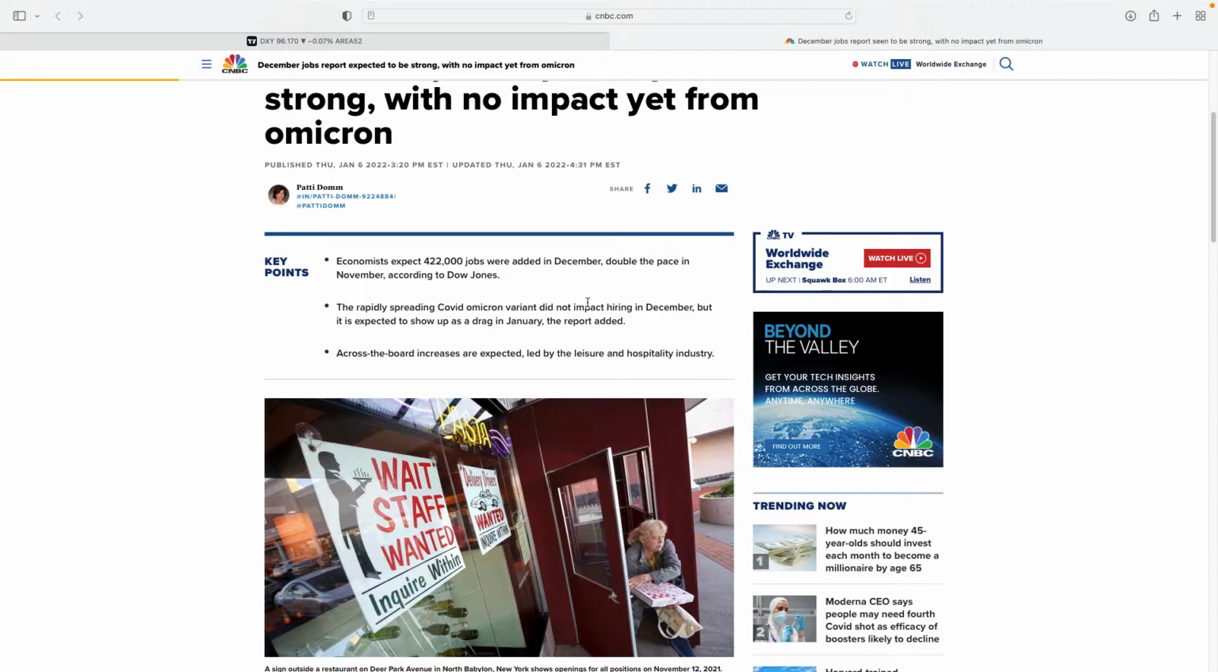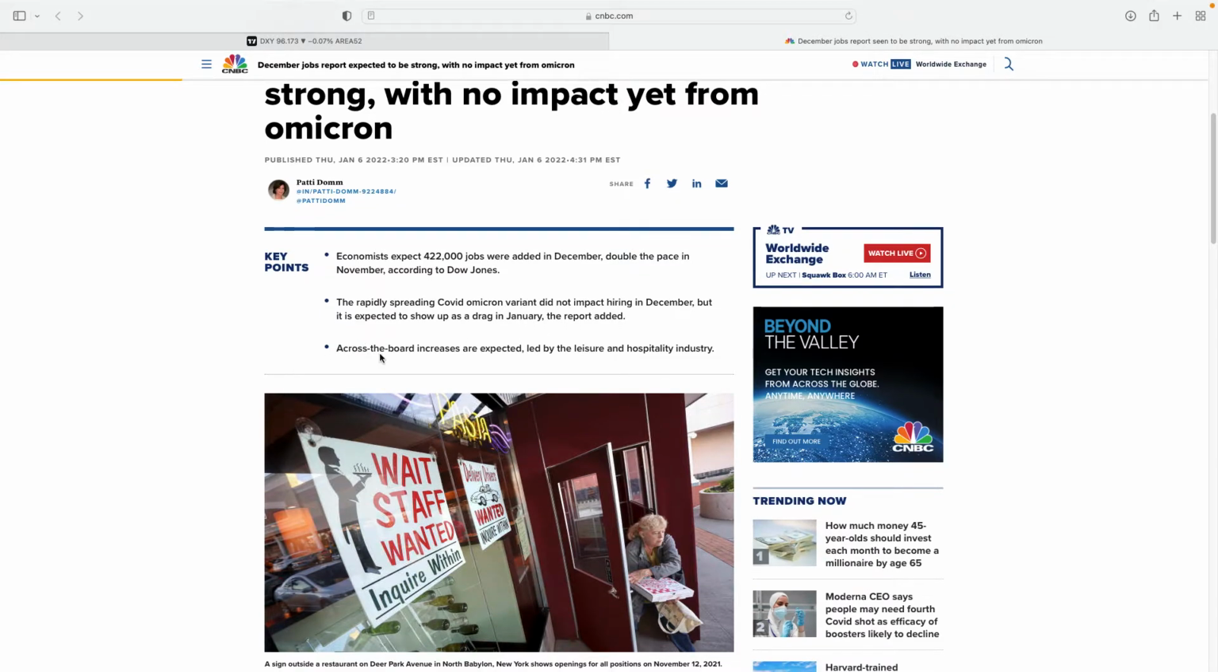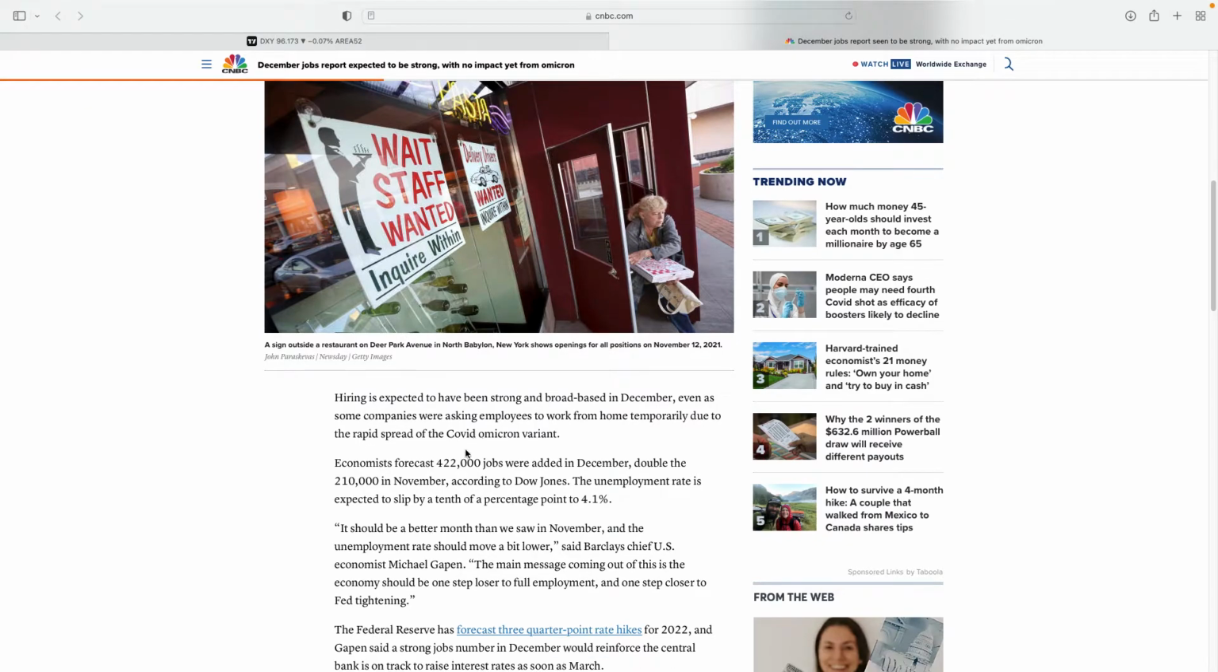impact hiring in December. Like I said, I thought that would carry over into January, but the NFP data speaks about the job reports for December and not for January. So we could probably see the impact that the Omicron has had in January's report next month. So across the board increases are expected. So we can expect the increases of the Omicron to continue to increase as well.